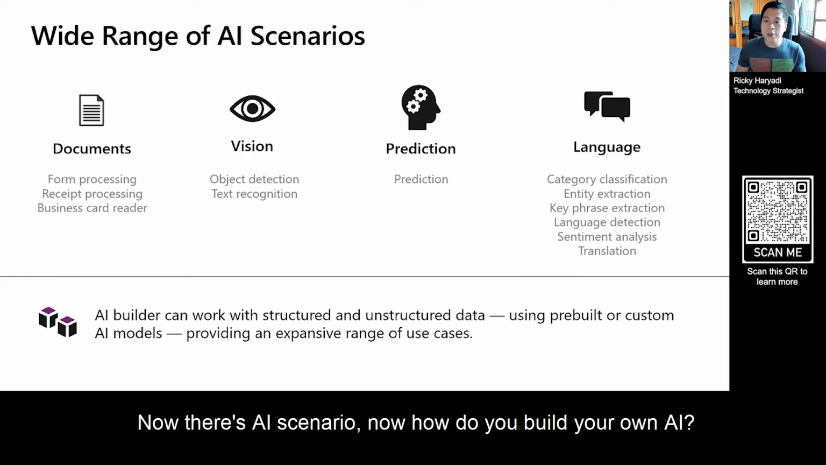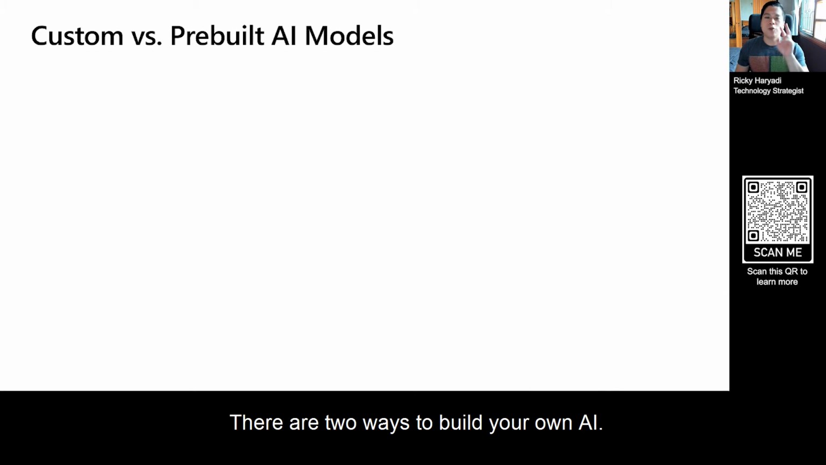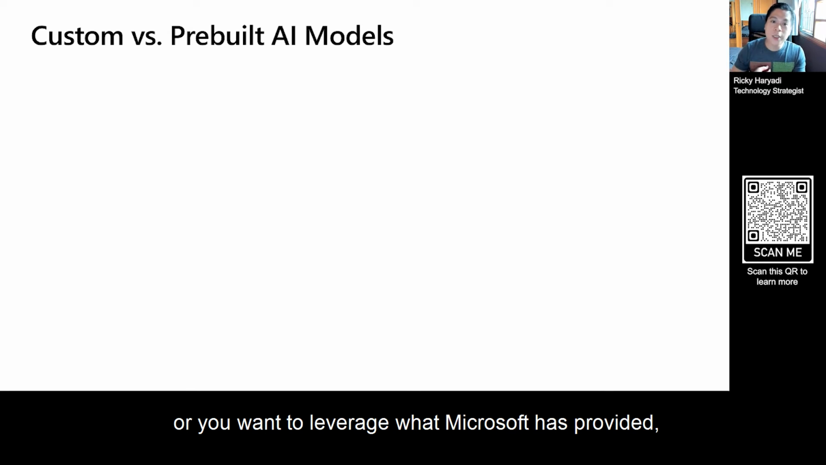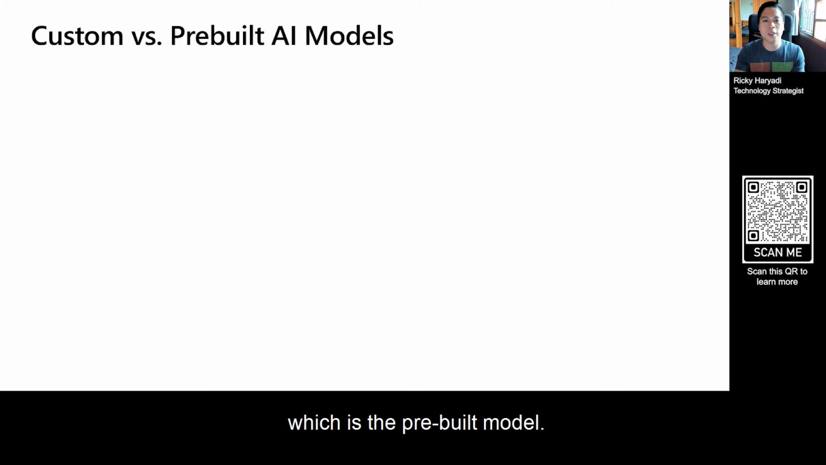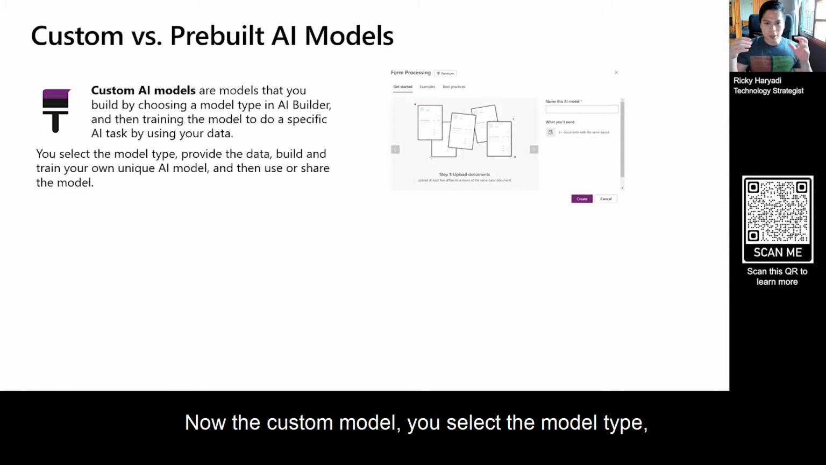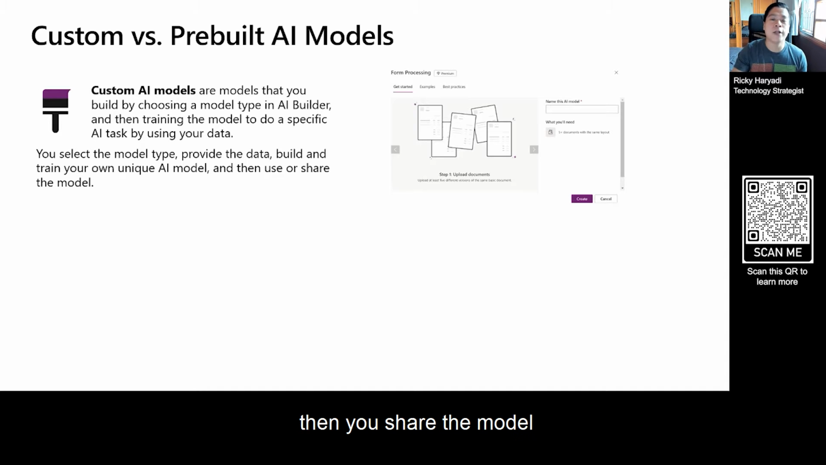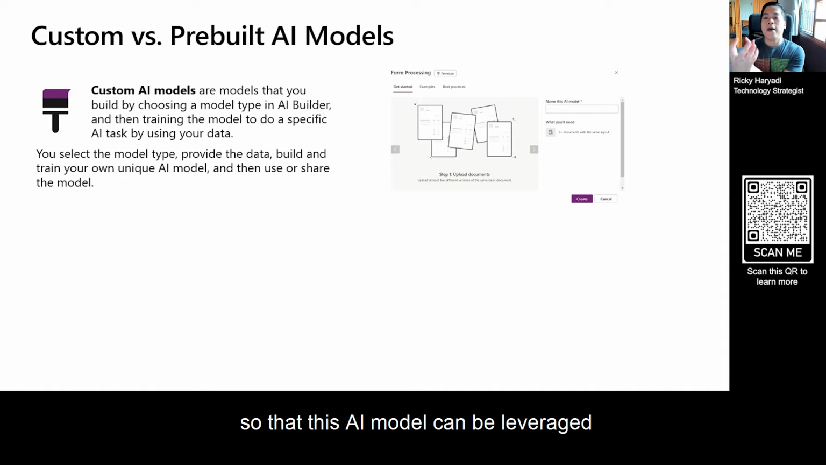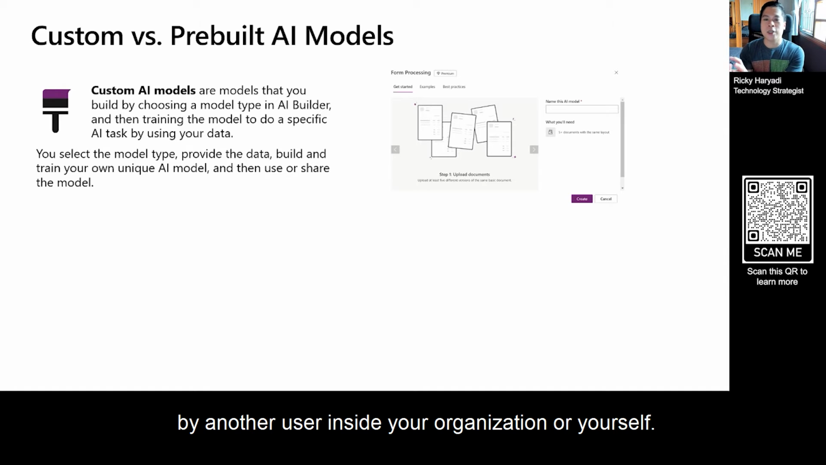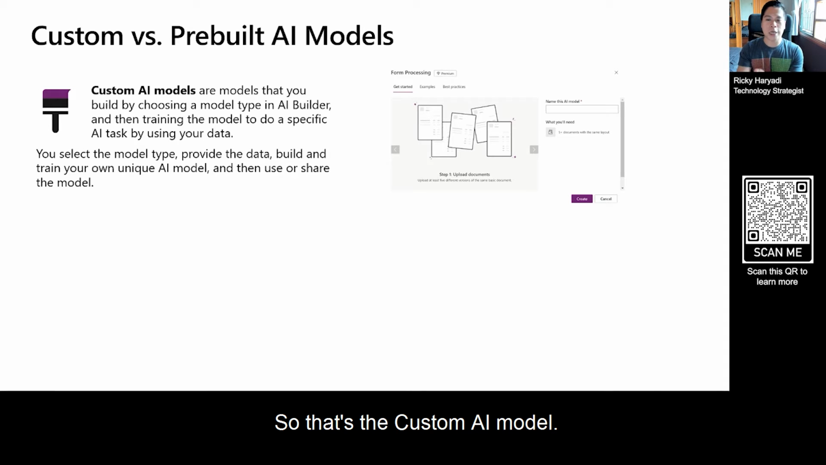Now, that's the AI scenarios. Now, how do you build your own AI? There are two ways. First, there's custom, where you want to build your own. Or you want to leverage what Microsoft has provided, which is the pre-built model. With the custom model, you select a model type, you provide the data, you train your own unique AI model, then you share the model so that it can be leveraged by another user inside your organization, or yourself. So that's the custom AI model.